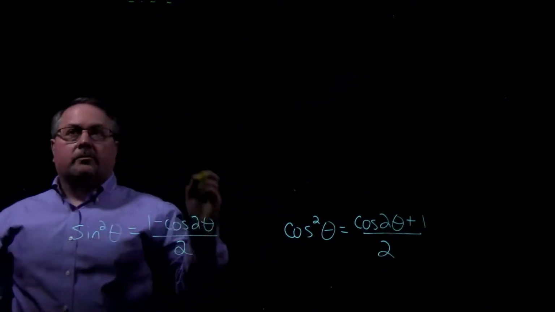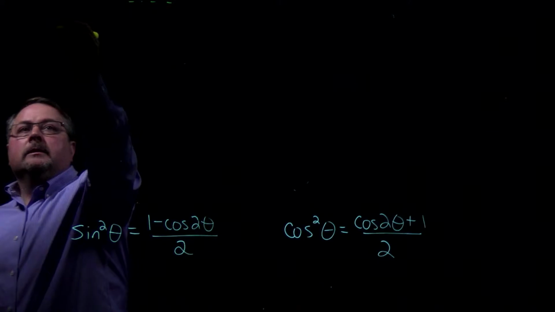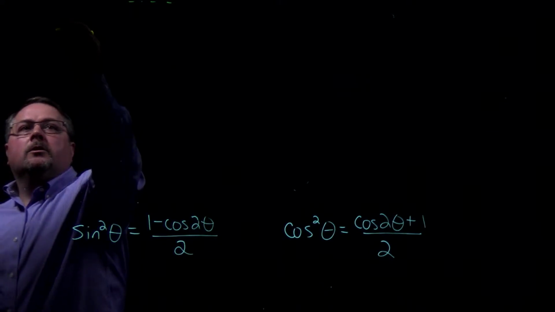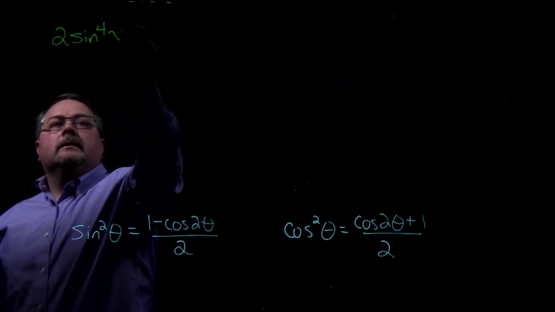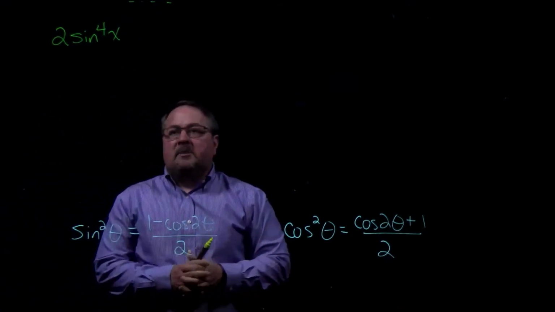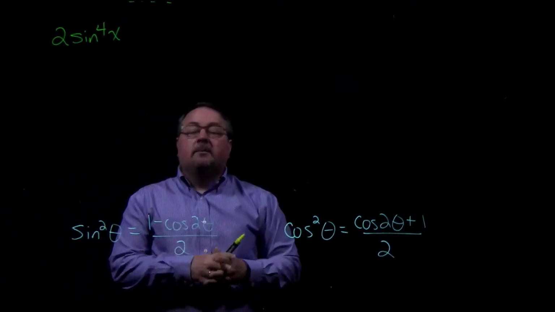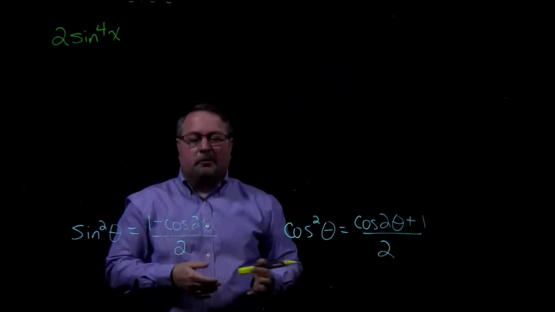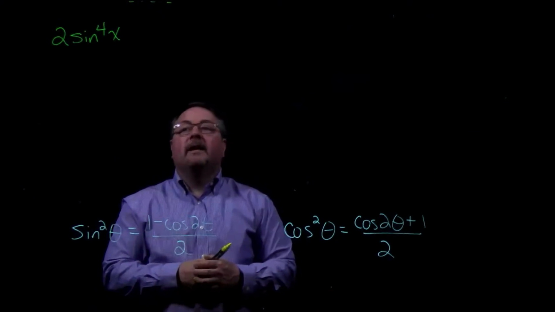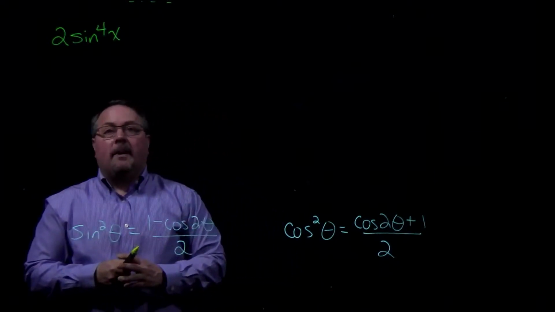Okay, so let's suppose we wanted to simplify 2 times the sine to the 4th power of x. I'm going to use something bigger than sine squared, because if we use sine squared, we're just using the formula once, and that's kind of boring. So I'll use a sine to the 4th power.